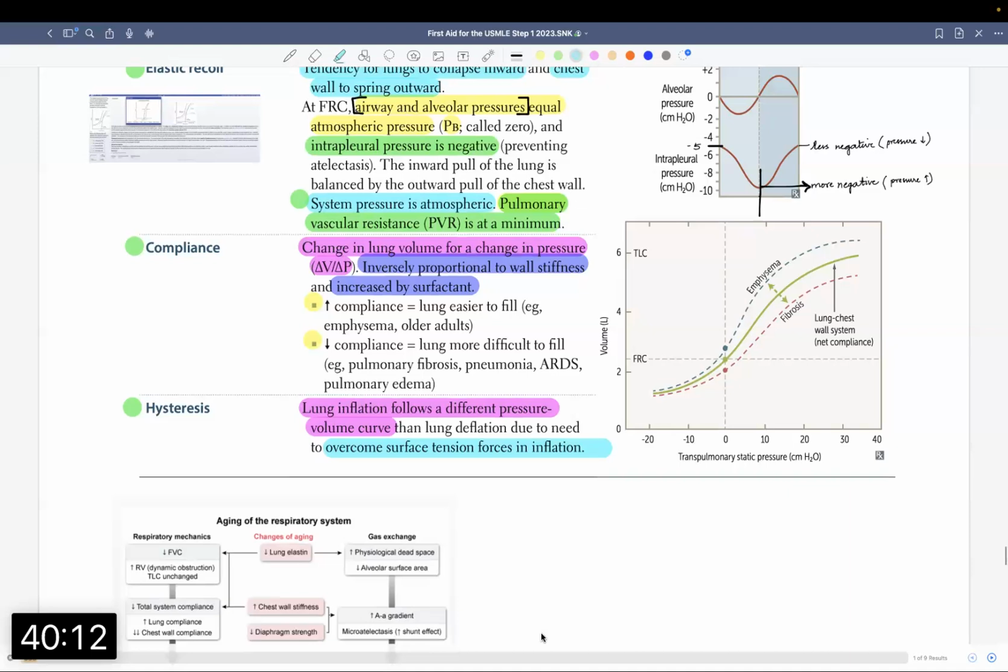So in inspiration, more work is needed, because we have to overcome the surface tension. But in expiration, what happens? The surface tension basically helps to exhale the air out. That's why less work is needed. Exactly. Yep.